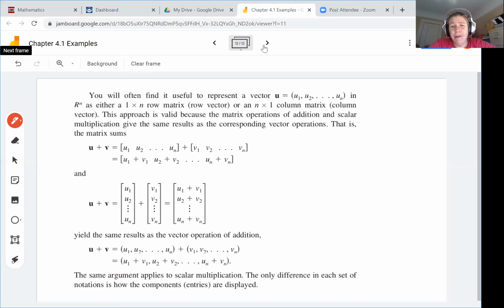This approach is valid because the matrix operations of addition and scalar multiplication give the same results as the corresponding vector operations. That is, the matrix sums u plus v, if you've got row matrices here or row vectors, are going to add each entry in the matrix component-wise, just as if we were doing vector addition. And the same thing if you've got columns u1 through un and v1 through vn, matrix addition does component-wise addition for us. So these are the same results as the vector operations of addition.